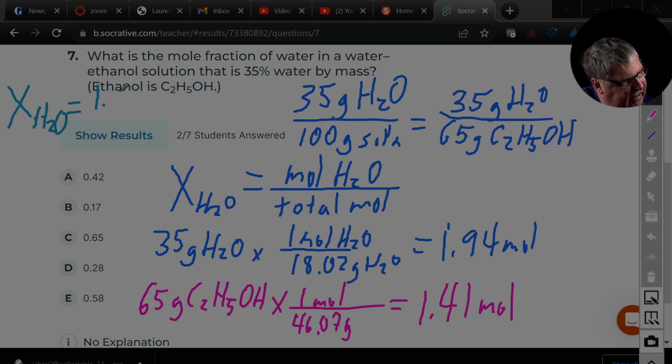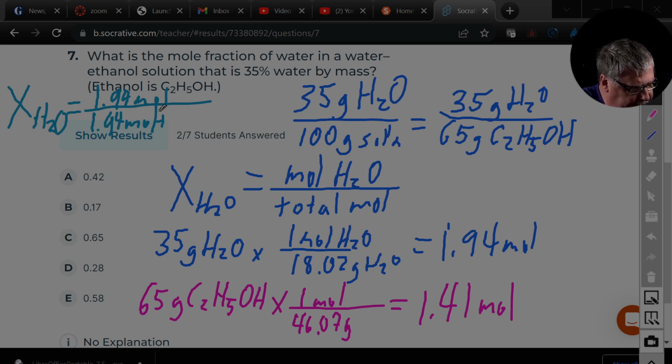We're going to take 1.94 moles of water, and we're going to divide that by the sum of 1.94 and 1.41. Clean it up a little bit.